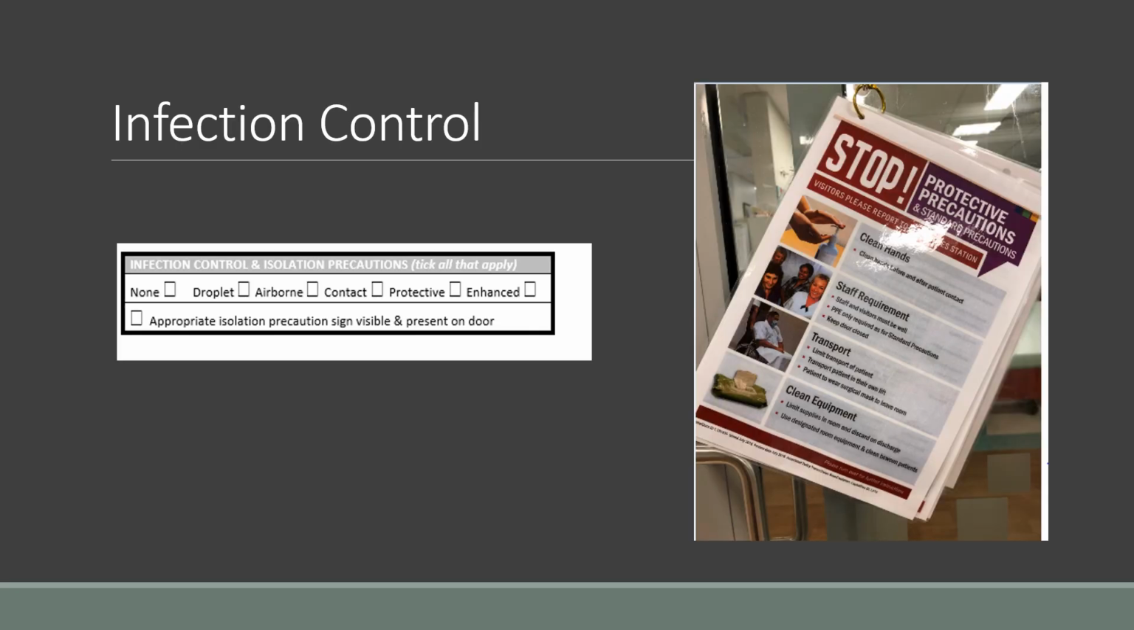Infection control and isolation obviously is big business at the moment with our RSV and COVID and so on. We need to know what kind of isolation they're in and make sure the sign is visible and present on the door.